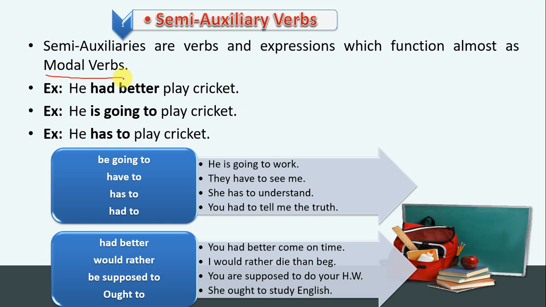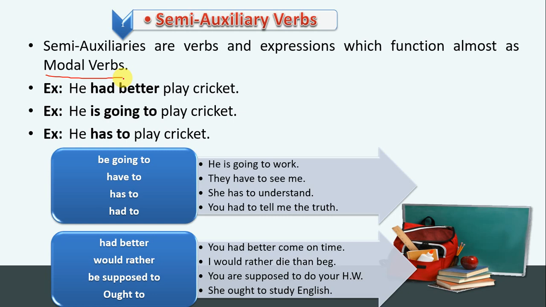They have to see me. And has is used for singular subjects. For example, she has to understand, right? Now had to is used in simple past tense, right? It shows past obligation. You have to tell me the truth. You had to tell me the truth.